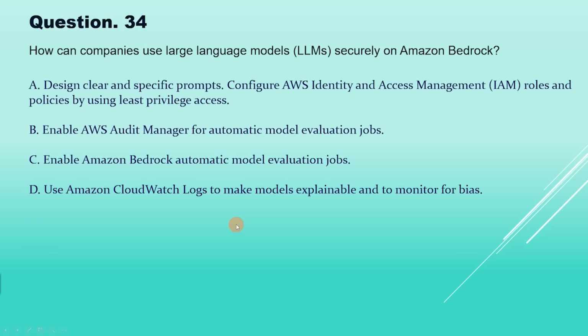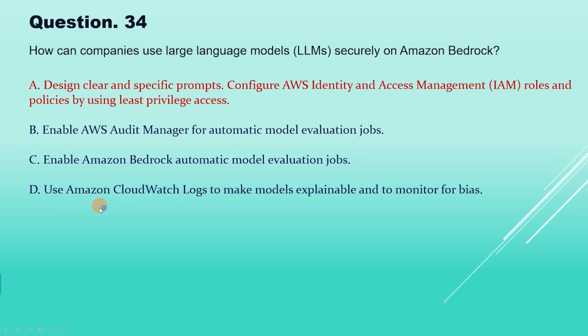So the correct answer here will be option A, design clear and specific prompts, configure AWS Identity and Access Management roles and policies by using least privilege access. Designing clear and specific prompts, the first part, is useful because it reduces the risk of unintended or harmful output. A well-defined prompt helps guide the model's responses and minimizes the potential for bias or misinformation. And the second part, that is IAM, is crucial to protect sensitive data and prevent unauthorized access to the LLM.